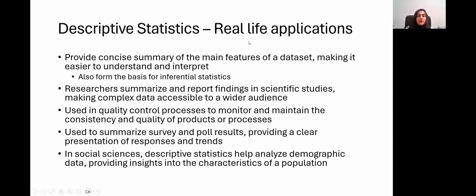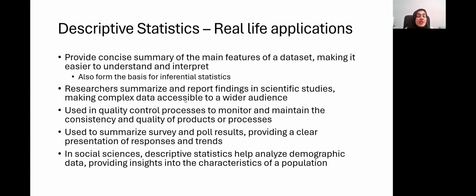The applications of descriptive statistics in real life include many. The basic one is that it provides a concise summary of the main features of a data set, such as we've seen already in the last example slide, where 25 values were practically reduced to just one value, which a person has to remember to make any decisions with the help of it. It makes it easier to understand and interpret. We have seen that. Also, these descriptive statistics that we will learn form the foundation to understand and apply inferential statistics. And we are going to see that in due time.